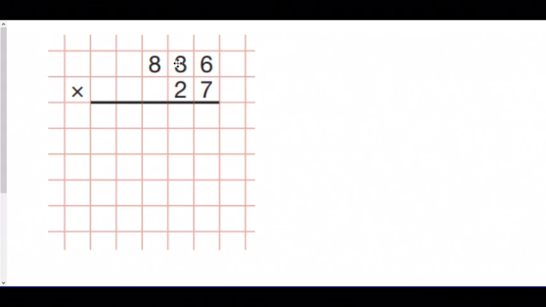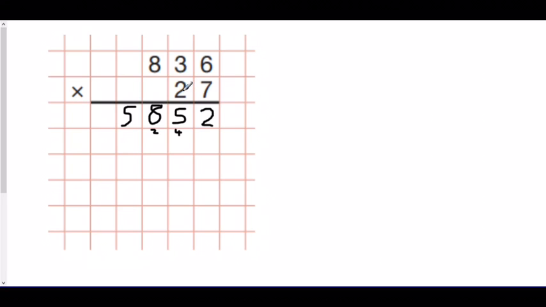What they've got to do is 836 multiplied by the 7, and then 836 multiplied by the 20. And this is one of the ones that they struggle with. So we're going to ignore the 2 for now, and we're going to do 836 multiplied by 7. 6 times 7 is 42. Just like before, we would do this. 7 times the 3 is 21, plus the 4 is 25. 7 times 8 is 56, plus the 2 is 58.